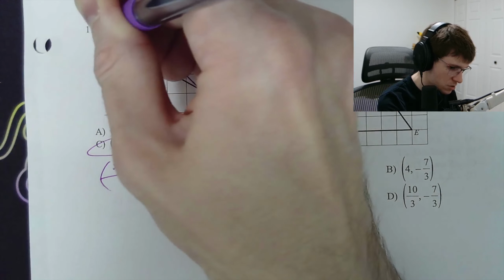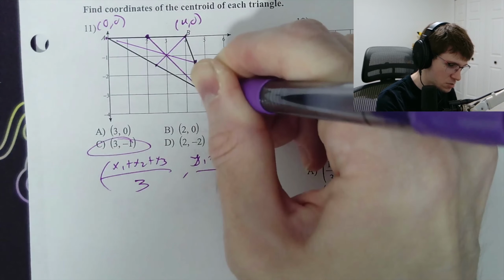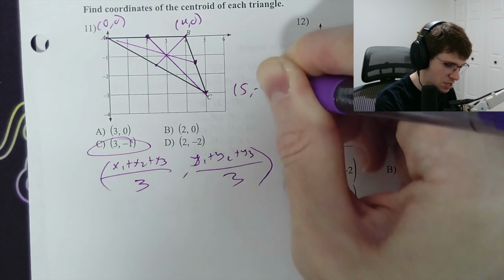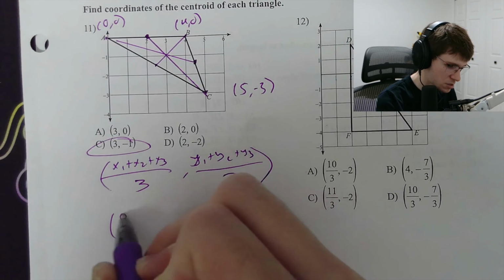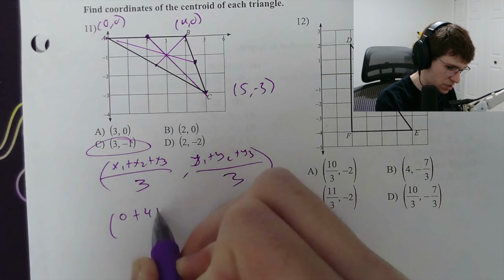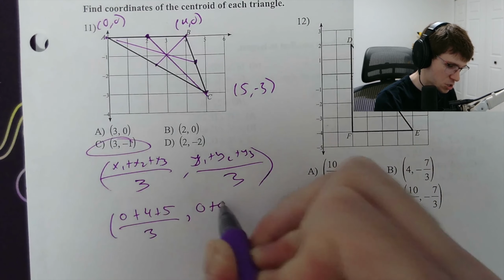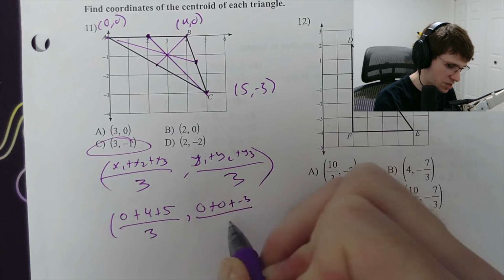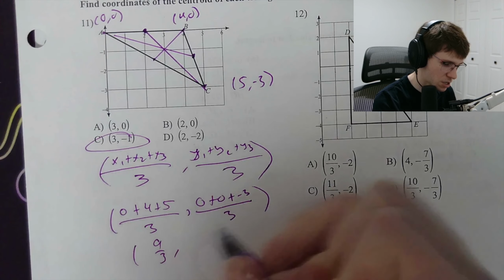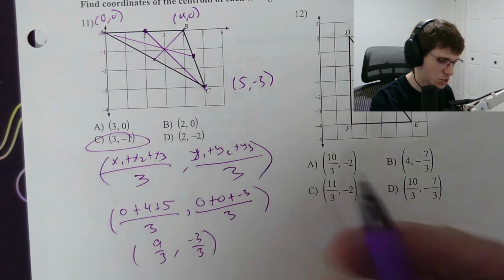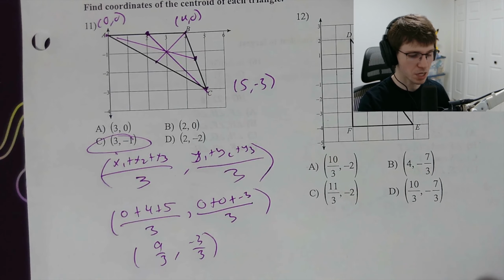So that's going to be (0, 0). This one is going to be (4, 0), and this one is going to be (5, -3). If I just wanted to figure out all the x's added together, 0 plus 4 plus 5 divided by 3, comma, 0 plus 0 plus -3 divided by 3, and sure enough, I would get 9 over 3, comma, -3 over 3, which is (3, -1). So either way is cool with me.